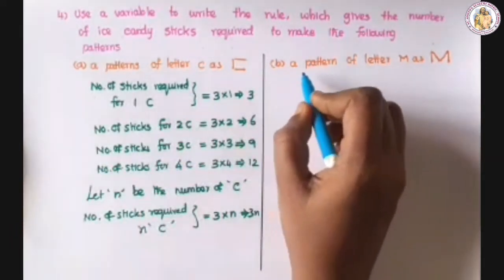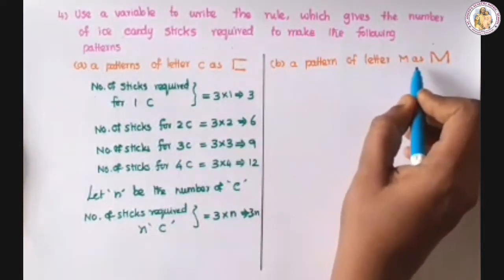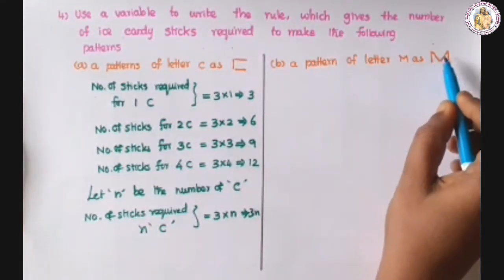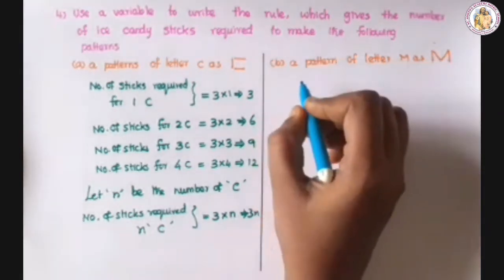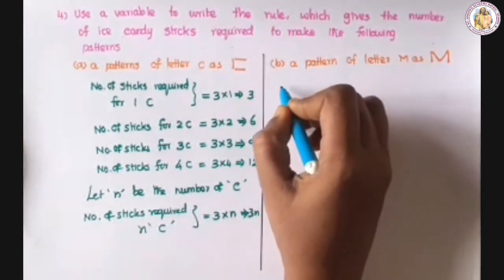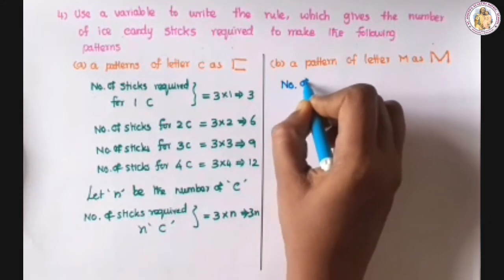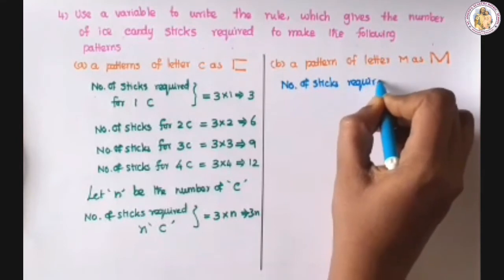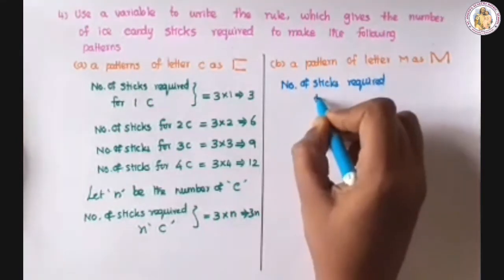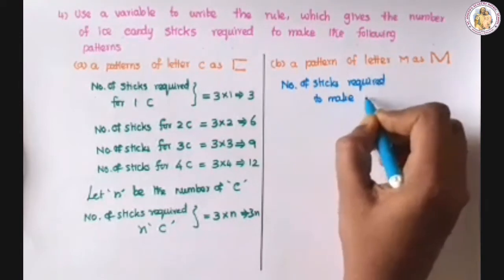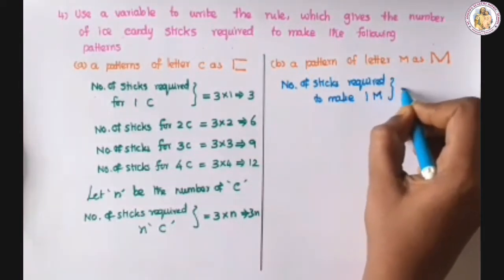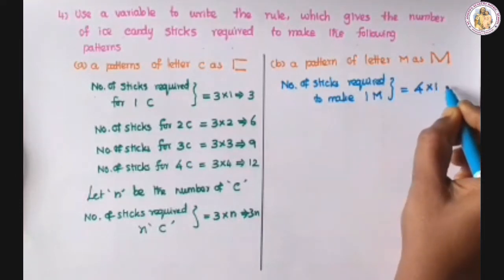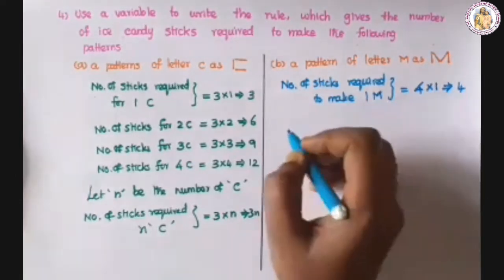Next, B, a pattern of letter M as they form in the sticks. How many sticks? 1, 2, 3, 4. 4 sticks required to form 1M. So, number of sticks required to make 1M equal to 4 into 1, that is equal to 4.